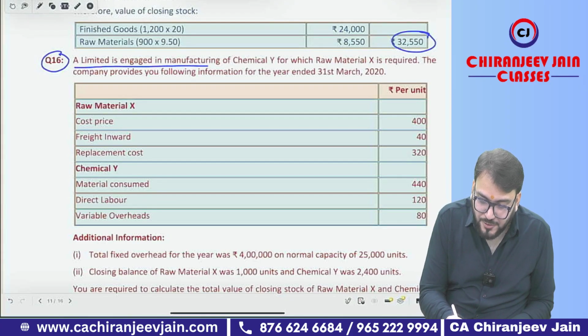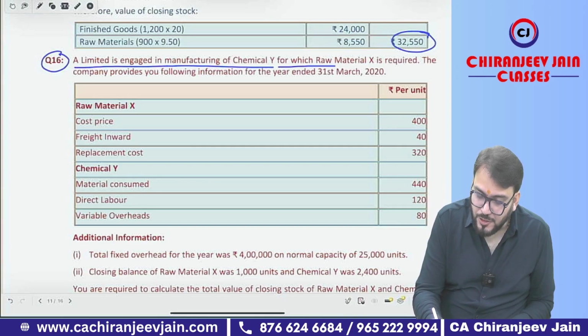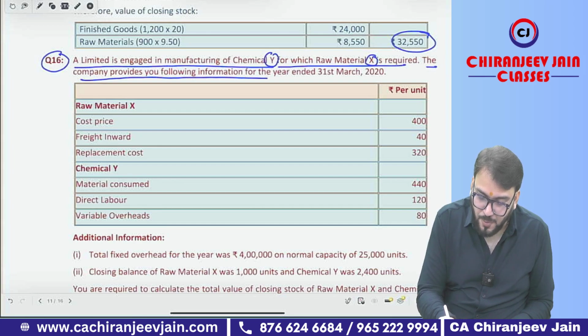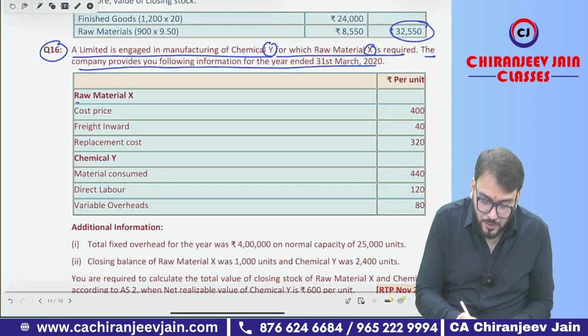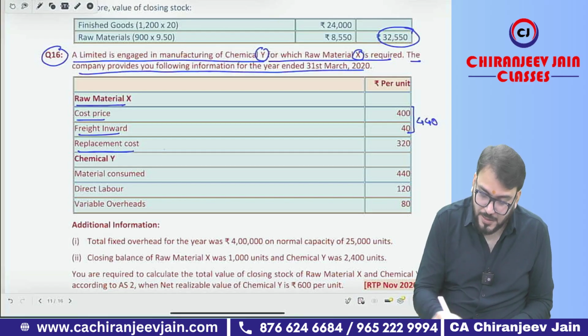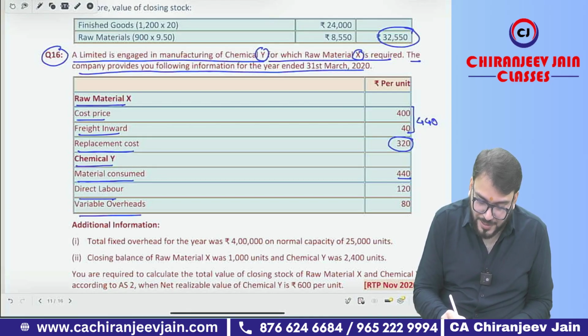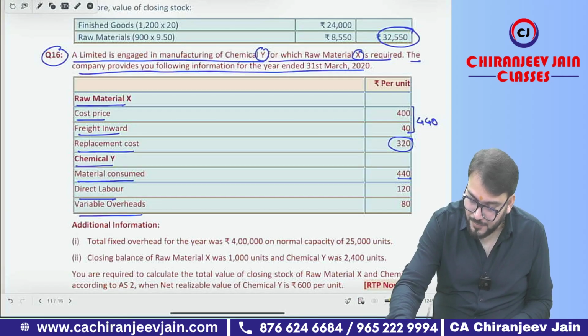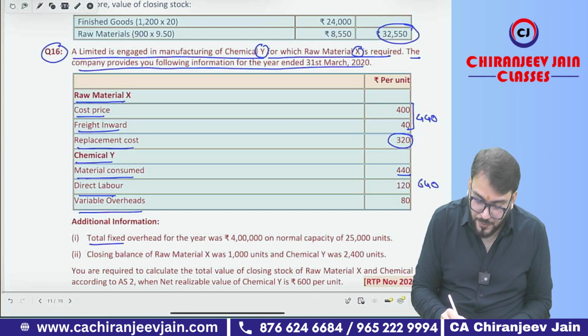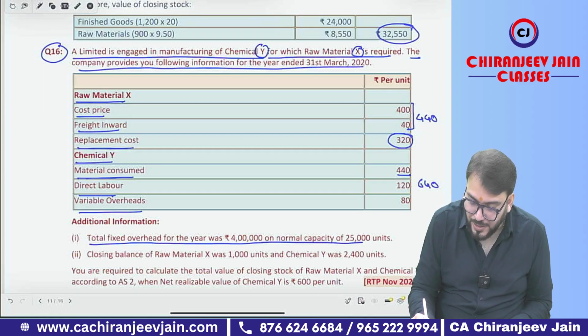A Limited is engaged in the manufacture of chemical Y, for which raw material X is required. X is the raw material, Y is the finished goods. The company provides you with the following information for the year ended 31st March 2020. Raw material X: cost price, freight inward, replacement cost. It means one thing is clear: cost price is 440, replacement cost is 320. Chemical Y: material consumed 440, direct labor, variable overhead. It becomes 440 plus 120 plus 80. This becomes 640.